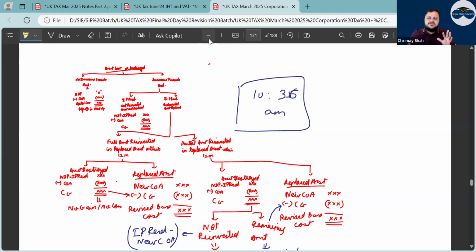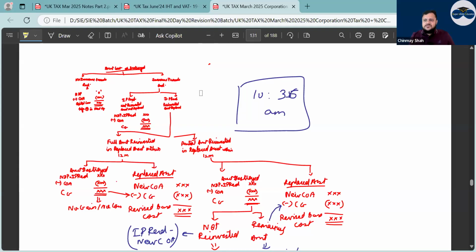First, let me discuss the insurance proceeds received. You forgot about the asset, correct? So insurance proceeds received. You lost the asset, so the asset is gone, and you received insurance proceeds. That will become your net sale proceeds, correct? Minus the cost of acquisition will give you a capital gain. Generally, insurance proceeds will be higher. If not, then there will be a capital loss.